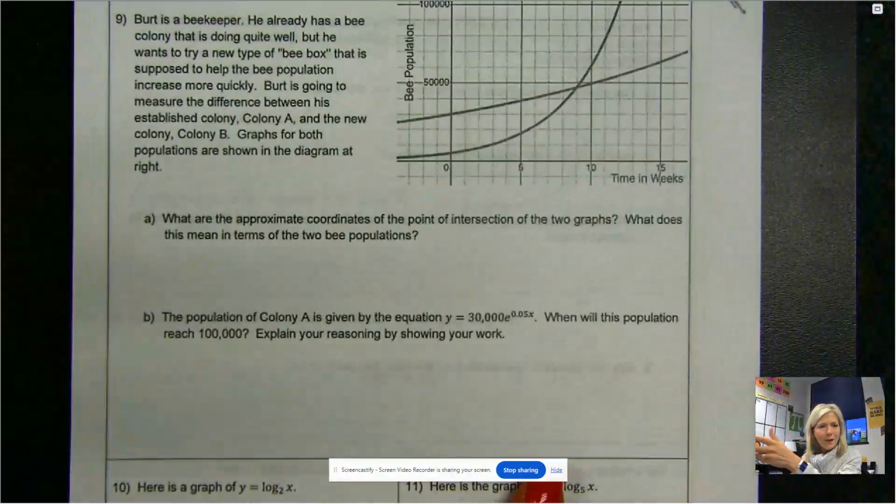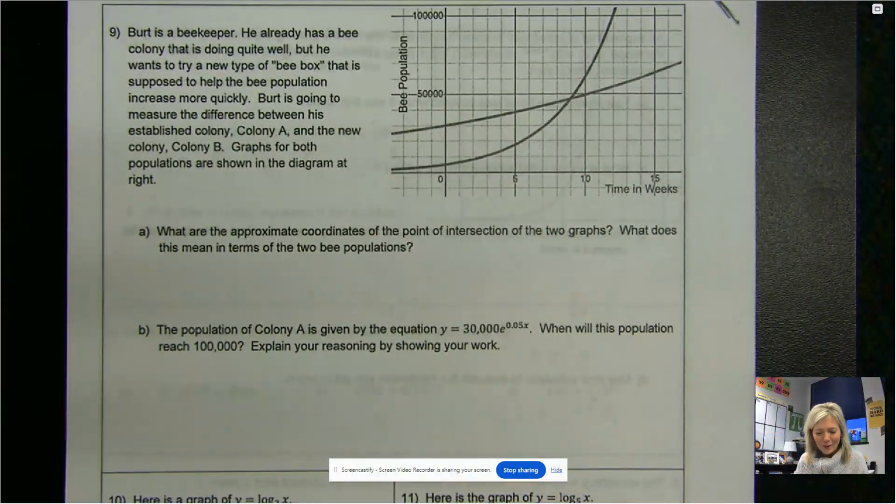Home stretch. We've got actually three more problems, all having to do with graphs. I've got a super itchy nose this morning.